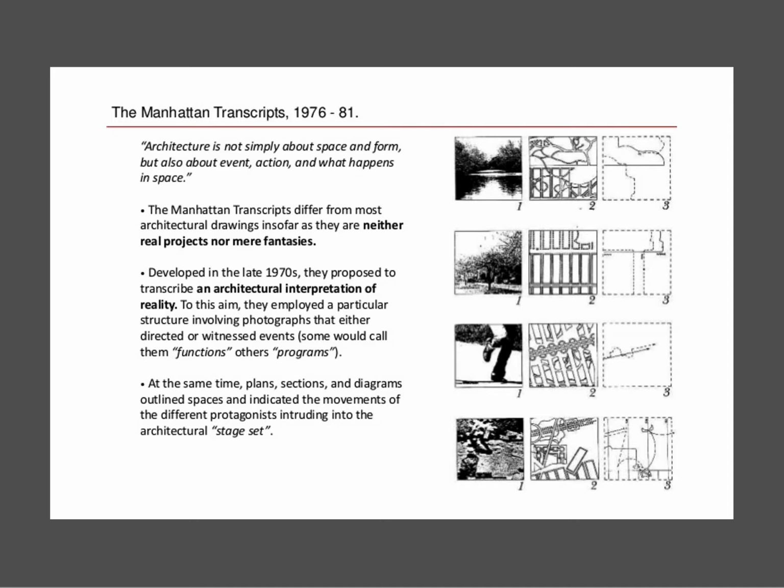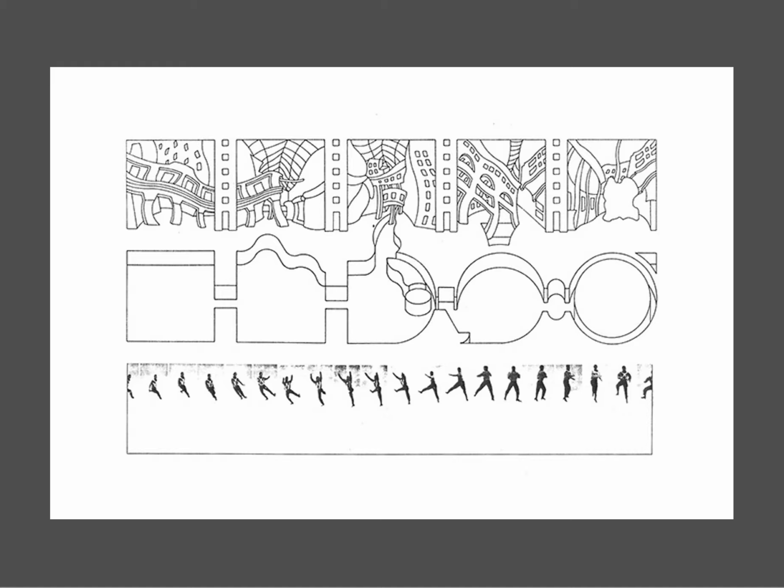Okay, so this is the Manhattan Transcripts. Bernard Tschumi, this is an excerpt from his book. He did these sketches, and you can see how he does this overlapping, this repetition, which we're going to talk about after, when we get to the principles in Module 3. This sequence, these sequential events.